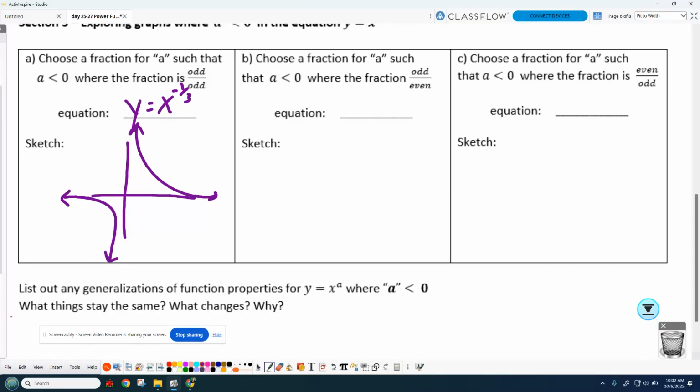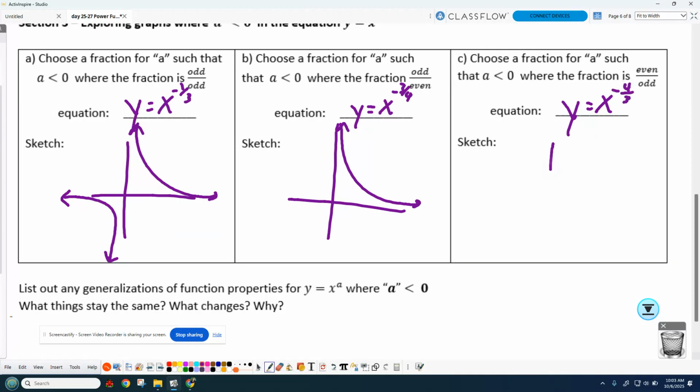Allie, what do you have for this one? What was your fraction? -3/4. And just like the one above, that 4 on the bottom is a problem. I'm not going to have a tail. Nothing on the other side. Ella, what would you pick as a fraction for the last one? 4/3. Okay, x to the negative 4/3. That's going to look like that.